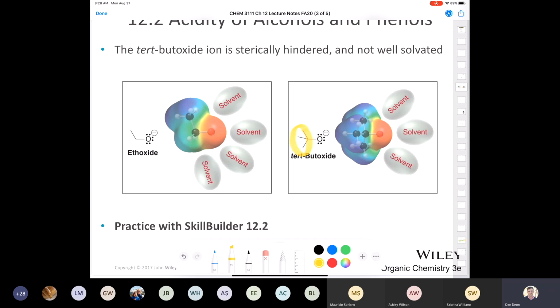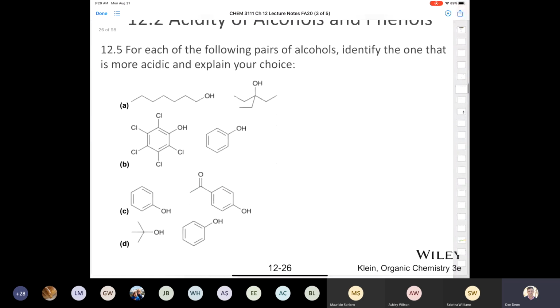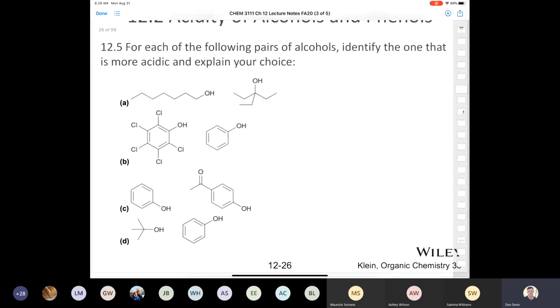And so we end up with fewer solvent molecules surrounding and stabilizing that negative charge, and that's the reason why ethanol is going to be more acidic than tert-butanol. Kind of cool, huh? All right. Well, let's try one here.